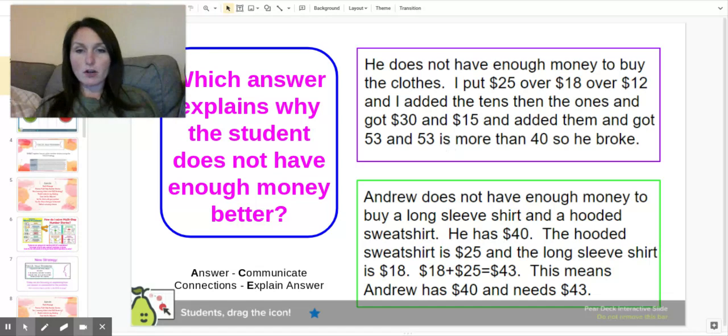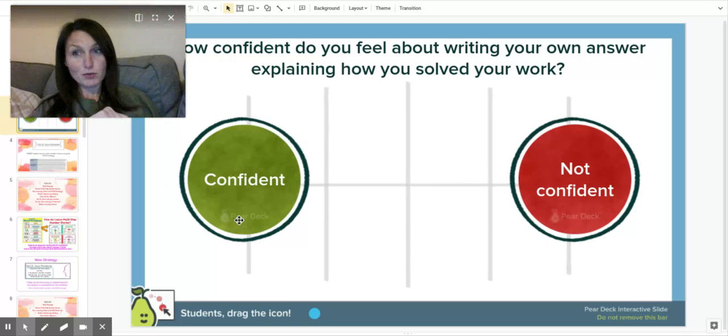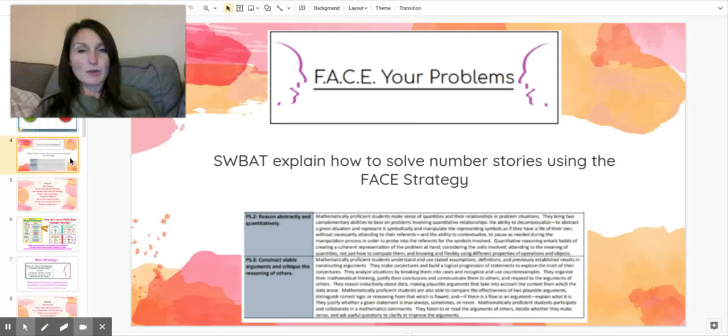Okay, drag the star to the one you think answers the question, communicates the connections better, and explains their answer. Because that's what we're going to be doing today. And then, thinking about what you just read, if you had to write the answer, how confident do you feel about writing your own answer, explaining how you solved your work? Do you feel pretty confident that you could do that on your own, or you need some practice, not so confident? Because today we are explaining how to solve number stories using the FACE strategy, and this is part of our reasoning and being able to construct a viable argument.